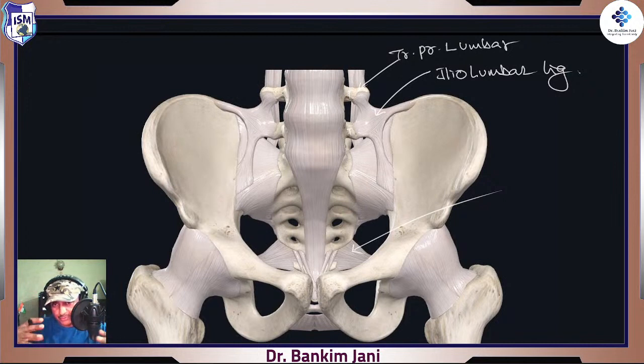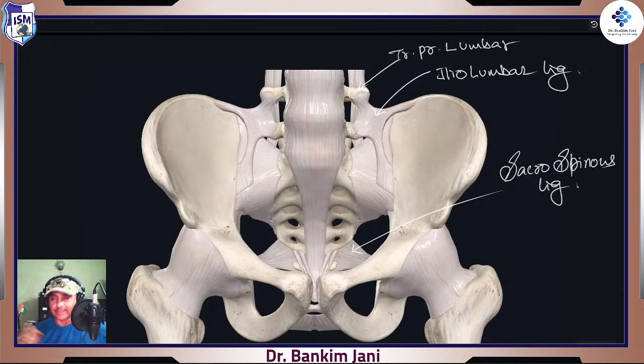Then watch for this, going towards sacrum, and this is ischial spine, right? Because when we rotate it, we'll see that, yes, there is the ischial spine. Right now it is hidden just underneath. So that is the sacrospinous ligament, right? That is sacrospinous ligament.